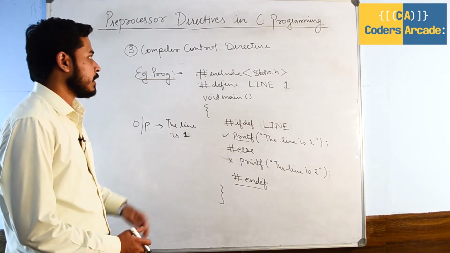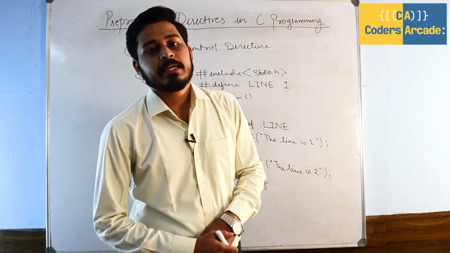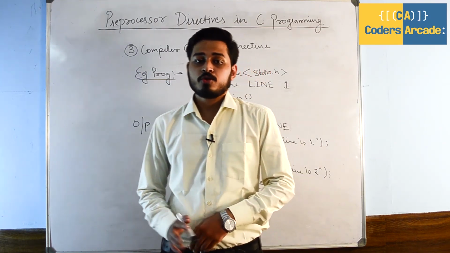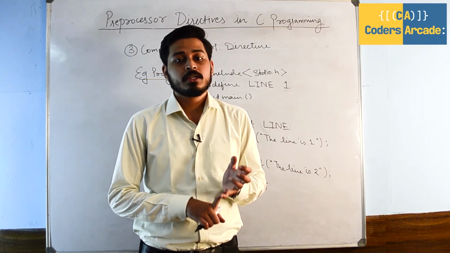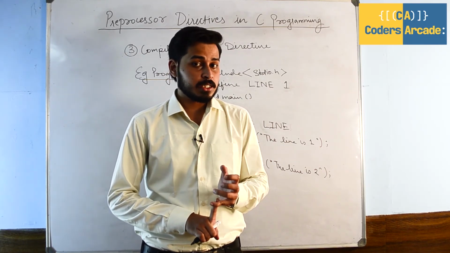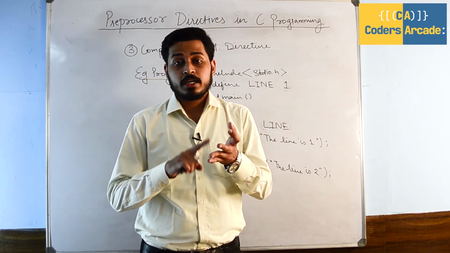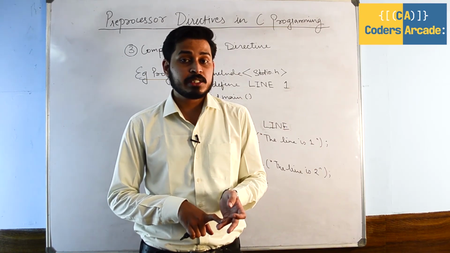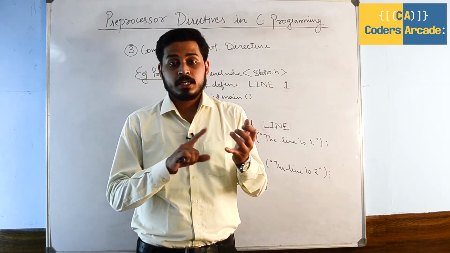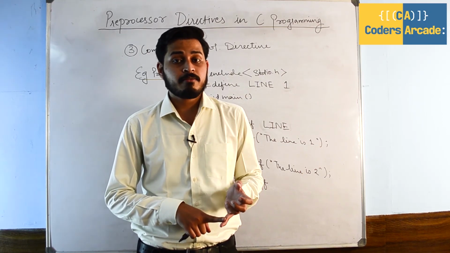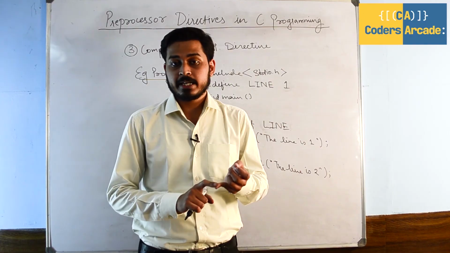So with this, we have come to an end with our topic, preprocessor directives in C programming. We discussed what preprocessor directives are, how they work, what a preprocessor directive is, and what the types of preprocessor directives are. There are 3 types of preprocessor directive. The first one is macro substitution, the second one is file inclusion, and the third one is the compiler control directive.